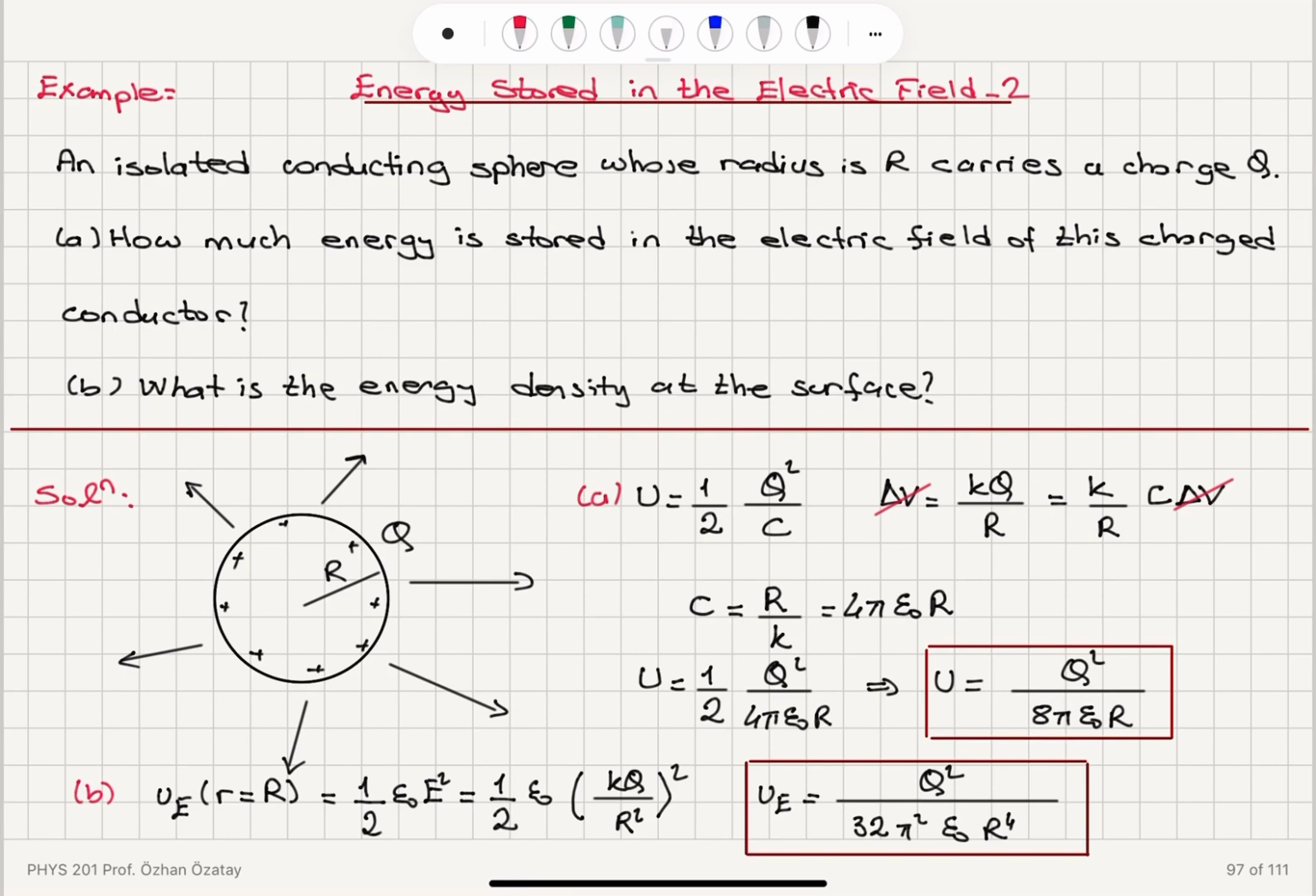And what is the energy density at the surface? Energy density, remember, is 1/2 epsilon 0 E squared. So I need to evaluate the electric field at the surface, which is kq over r squared. So if I take the square of this and multiply it by 1/2 epsilon 0, I get my final answer.